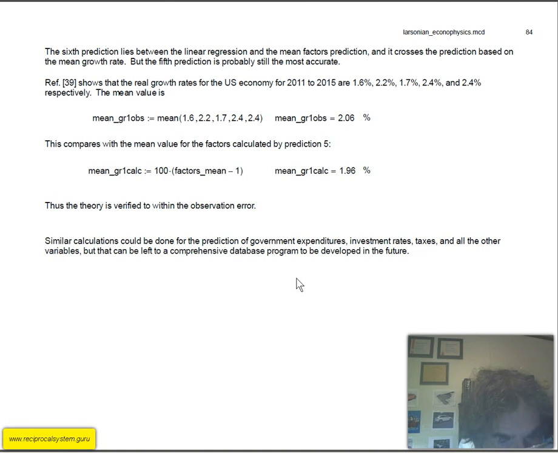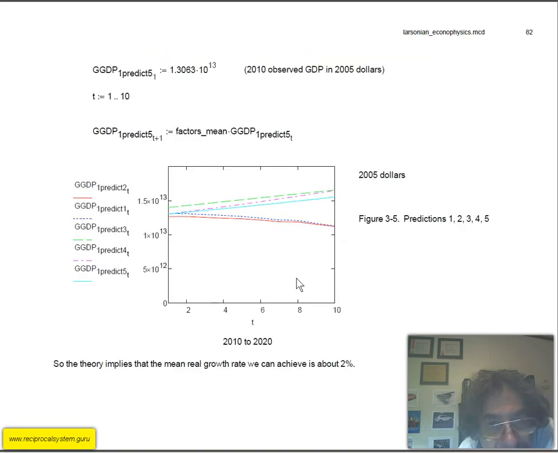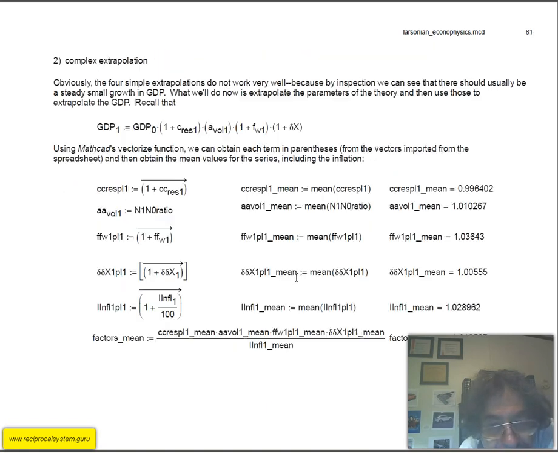So reference 39 shows that the real growth rates for the U.S. economy for 2011 to 2015 are 1.6%, 2.2%, 1.7%, 2.4% respectively. The mean value is 2.06%. This compares with the mean value for the factors calculated by prediction 5, which is 1.96%. So the theory is verified within the observation error if we're using prediction 5. And prediction 5 is the factor's mean, which kind of makes sense.